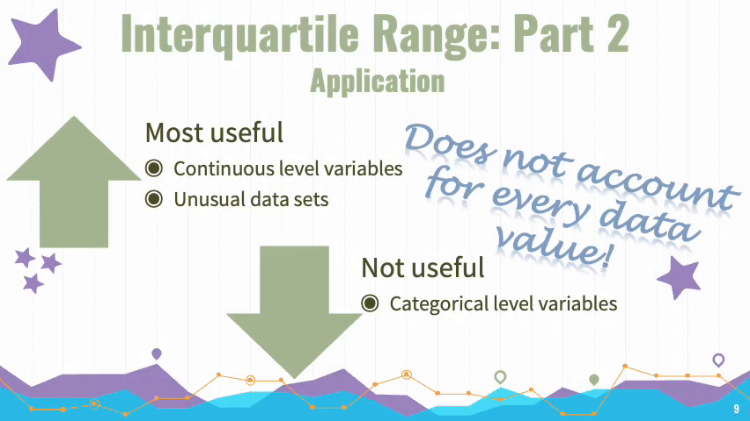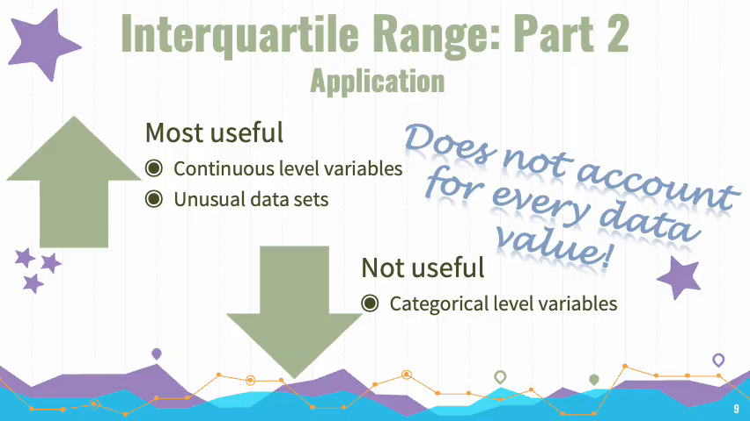Like the range, the interquartile range is useful when working with continuous level variables. Because the interquartile range does not use the smallest or the largest values, it is less sensitive to unusual cases and extreme outliers, and therefore is better to use than the range if the data is not normally distributed or has unusual cases.